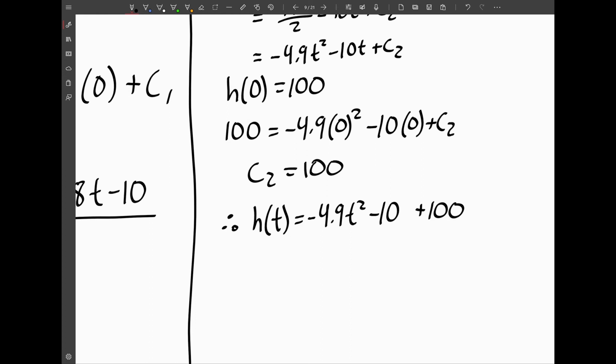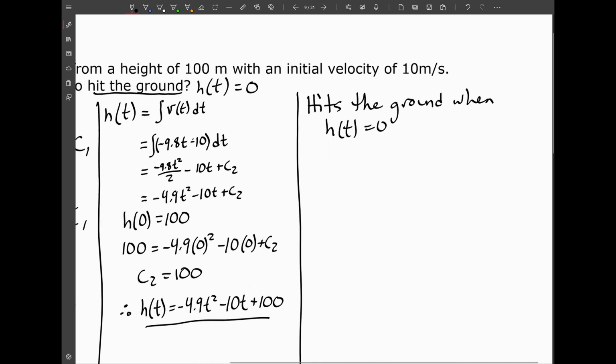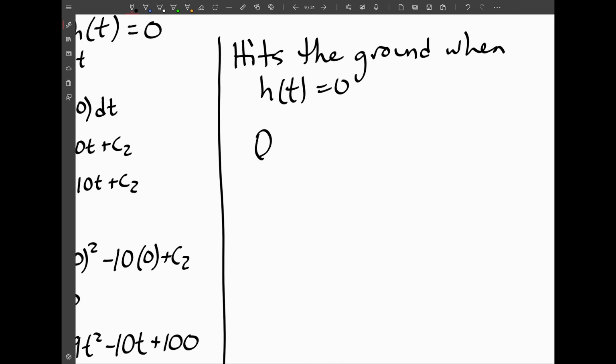Also, I don't know why that t became a 2. I'm going to make it a t again. Okay, so that's our equation for height, but we want to know when it hits the ground. So it hits the ground when the height is 0. We've already determined that. It hits the ground when h of t equals 0. So what we have is that 0 is equal to negative 4.9 t squared minus 10t plus 100.